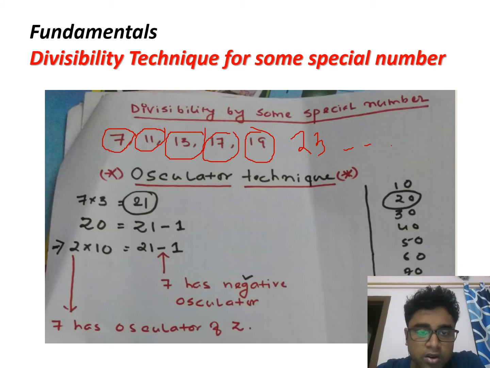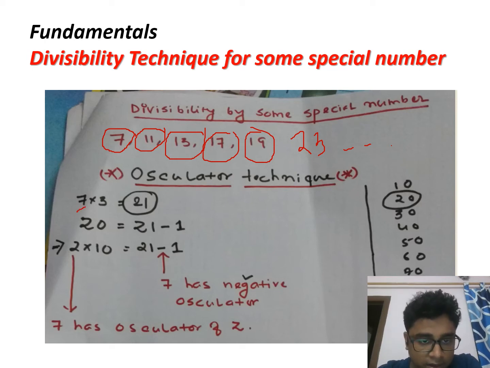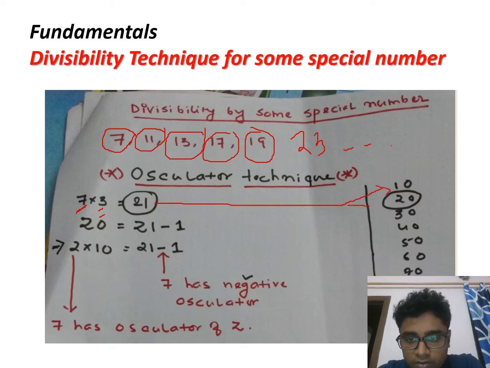To check whether a number is divisible by 7 or not, we need to first know the osculator of 7. So how to find the osculator of 7? For finding the osculator of 7, we have to multiply the number with a certain number so that it comes near to any of these digits.